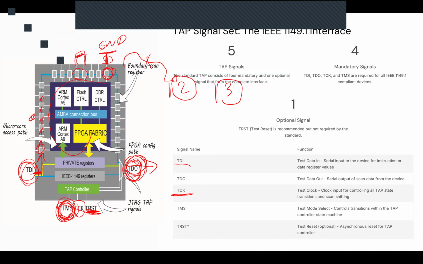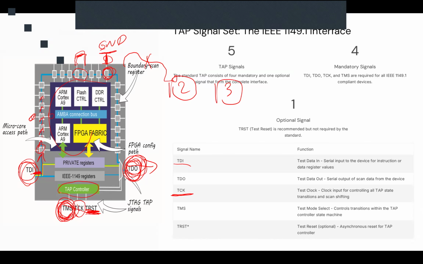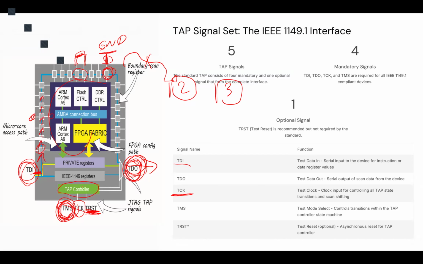Now, that state transition and what's happening in the JTAG configuration is controlled by the tap controller. So this tap controller controls the transition between these modes and how these boundary scan chains are going to work. Okay, but what are the inputs of that tap controller? The first input is the clock.